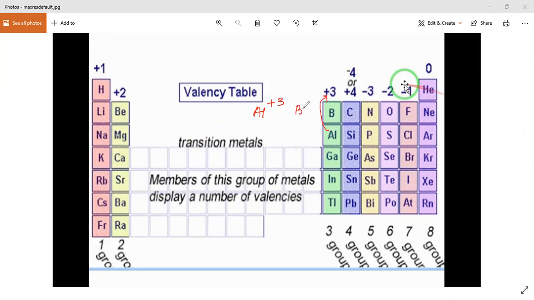What about Br? Br belongs to the 17th group, right? Yes, minus 1. Now take the numbers only. This 1, this 3. So what is the formula? AlBr3. Clear? Yes, sir. Good.